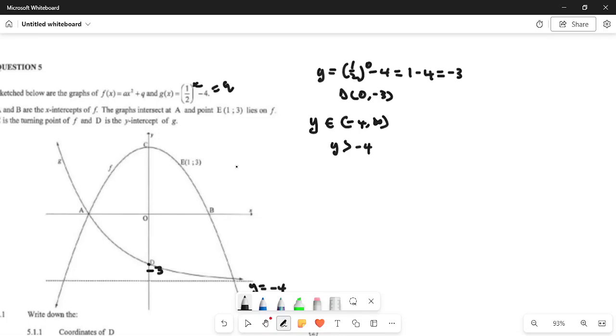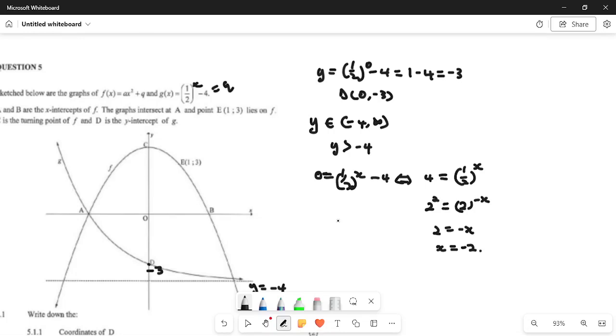So to find the x-intercept, we let y equal 0 and then solve for x. So 0 equals half raised to the power x minus 4. I will rewrite this as 4 equals half raised to the power x. Now I can rewrite everything with a base of 2: 2 squared equals 2 raised to the power negative x. Now my bases are the same, so I can equate my exponents. So 2 equals negative x, and dividing by negative 1, x equals negative 2. So at the coordinate A, I have (-2, 0).